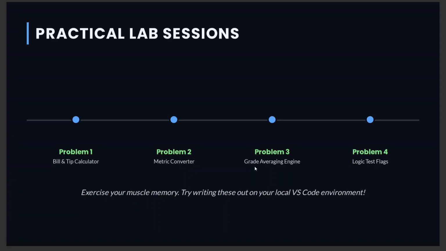For our third problem, we will build a grade averaging engine. The real world scenario is at the end of the semester, your professor wants to find your average score across your 3 major exams. Now let's analyze this using the IPO model. Input: 3 separate test scores from the student. Process: we will add all 3 scores together and divide the sum by 3, and the output is the single average score.